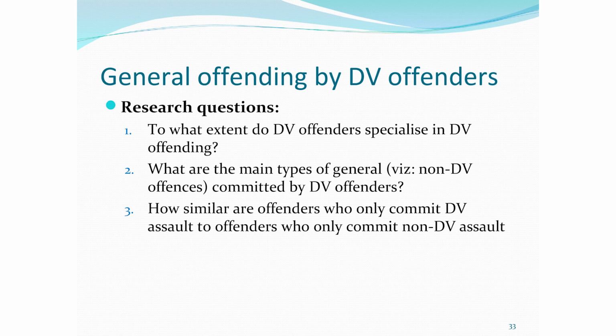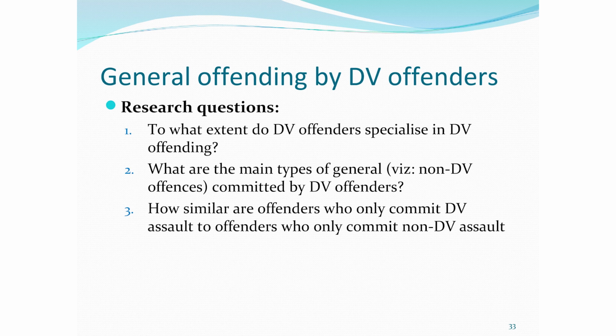But of course, one big question coming out of all of this treatment that doesn't show substantial effects is, are they specialists? Are they like other offenders or completely different? So we thought we'd have a look at that question. The three questions we're interested in are, to what extent do DV offenders actually specialise in DV offending? What are the main types of non-DV offending that they commit? And lastly, how similar are offenders who only commit domestic violence assaults to offenders who only commit non-domestic violence assaults?